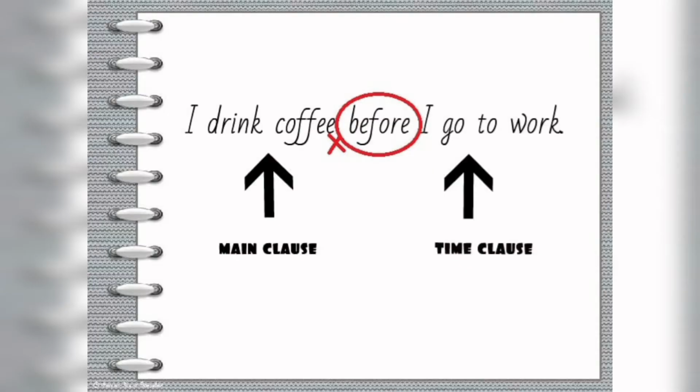If you pay attention, you can see that the sentence has actually two parts or two clauses. There is main clause and time clause. How do I know this is a time clause? There are other types of clauses, but this one's specifically a time clause because of the word before.